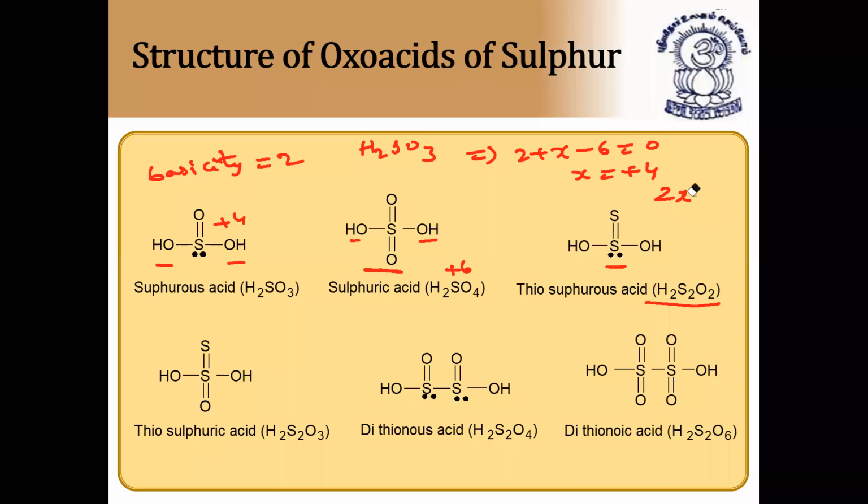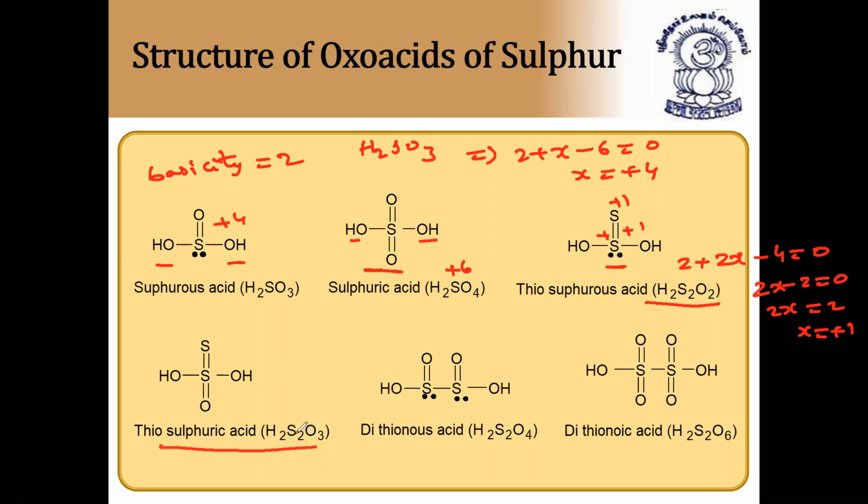How to find the oxidation state of sulfur in this compound. So here I'm doing it now, please note it down. Here hydrogen is +2, plus 2x for sulfur, minus 4 is equal to 0. Then 2x minus 2 is equal to 0, so 2x is equal to 2, and x is equal to +1. So the oxidation state of sulfur is +1 here, and here also +1. Lower oxidation state, that's why it is less acidic.